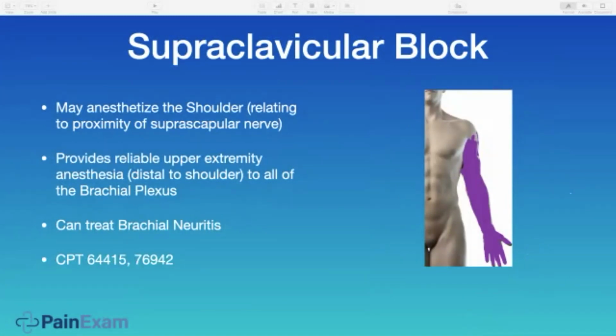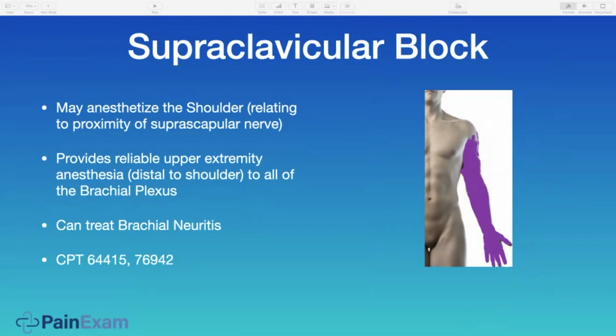Okay, the supraclavicular block can anesthetize the shoulder, but usually not reliably. It depends on where you hit it, because the suprascapular nerve comes off more proximal. If you're too distal, you will not get the suprascapular nerve, and you may need to supplement if you're doing something in the shoulder, or you just don't do it. Do an interscalene if you want the shoulder. But it is a pretty reliable block for anything distal to the shoulder.